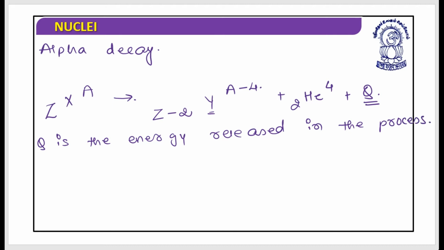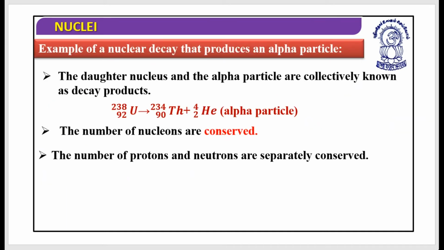If I want to calculate the Q value or energy released, then I can use this relation: Q equals mx minus my minus the mass of the helium particle, multiplied by c square. This is the Q value, it's (mx minus my minus mHe) into c square. Yes, I hope this is clear. Is it clear? So let's have a look at one more question.